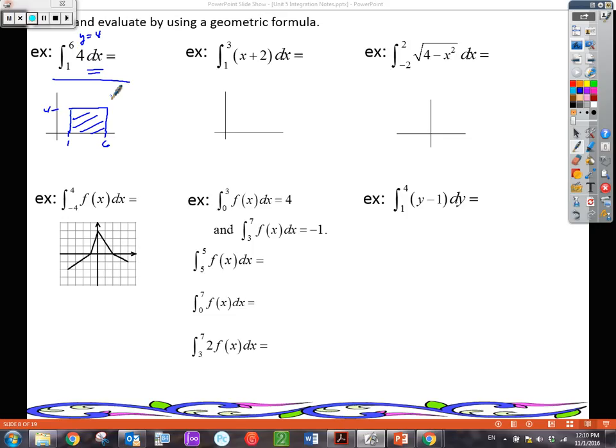Even when you learn the fundamental theorem tomorrow, it's much easier to do this integral with a rectangle, just finding the area of the rectangle. So the difference between the bounds would be 5. So it would be 5 times 4, or 20.